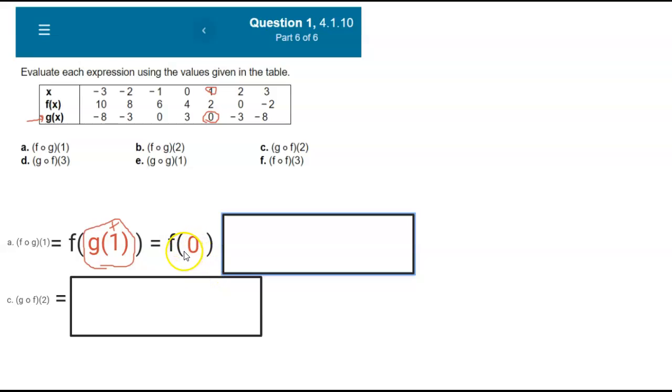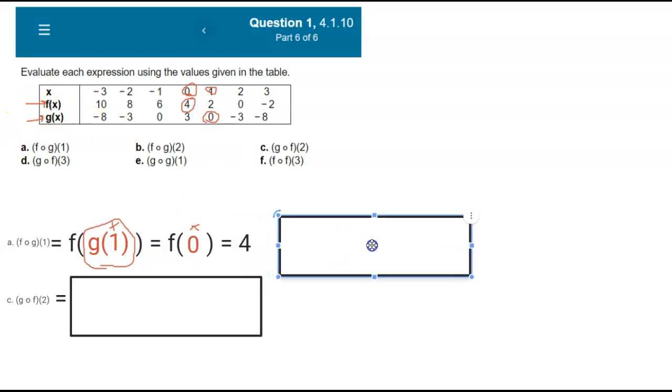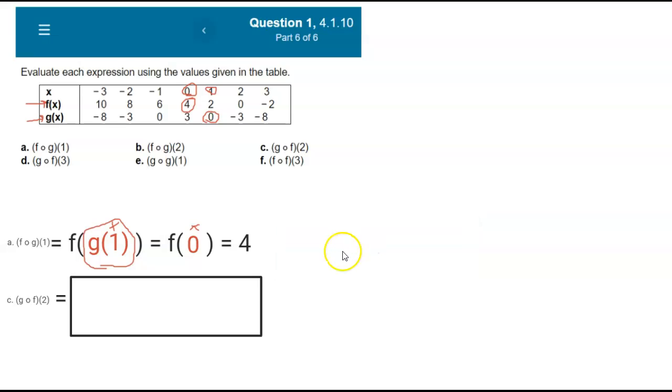And so notice that that has been replaced with 0 and also color-coded just to show that substitution. So then we do this again, but this time x is 0. So we look at the x row, we find 0, and then we look at the f of x row and find its corresponding f of 0, which equals 4. So the final answer here is that f of g of 1 equals 4.